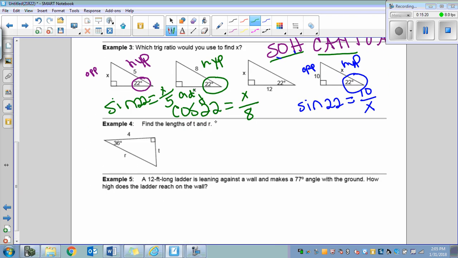Find the lengths of T and R. I am going to help you solve this one.